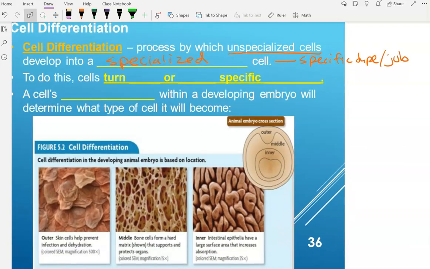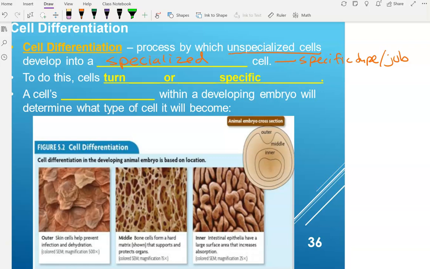So like skin cells, for example, they're squamous, so they're flat, they have this flat structure, and it's so they can layer on top of each other to create a protective barrier between the inside of your body and the outside of your body. So that's an example of a specialized cell. Remember, cells have a specific shape, which relates to their job or function. So how do we tell what a cell will become? How do we tell it to do that?